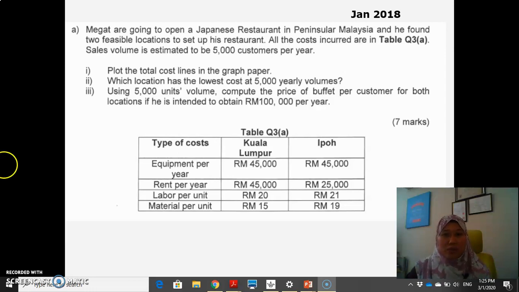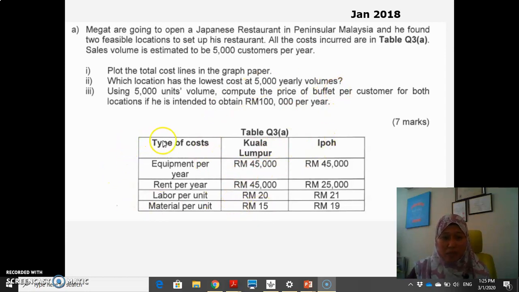Alright, these are the questions. Let's see what information we have here. It's about Megat who's going to open a Japanese restaurant, and he forecasted that maybe next year he's going to have 5,000 customers coming to the restaurant. Then they give us two locations here, either Kuala Lumpur or Ipoh. So we need to decide for Megat based on the information they've given.